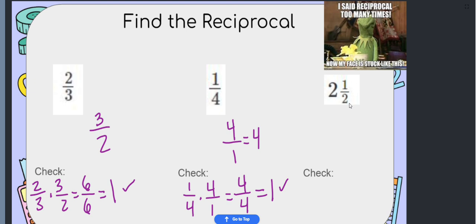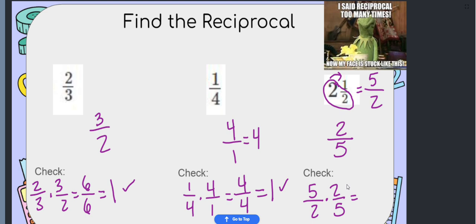Okay, for 2 1/2, we have to get this as an improper fraction first. 2 times 2 is 4, plus 1 is 5. So this is actually 5/2. So the reciprocal of 5/2 is 2/5. So you have to get that improper fraction first before you can get the reciprocal. We check it by multiplying those together. 5/2 times 2/5. 5 times 2 is 10, and 2 times 5 is 10. 10 divided by 10 is 1. So yes, 2/5 is the reciprocal. Go ahead and pause if you have questions.